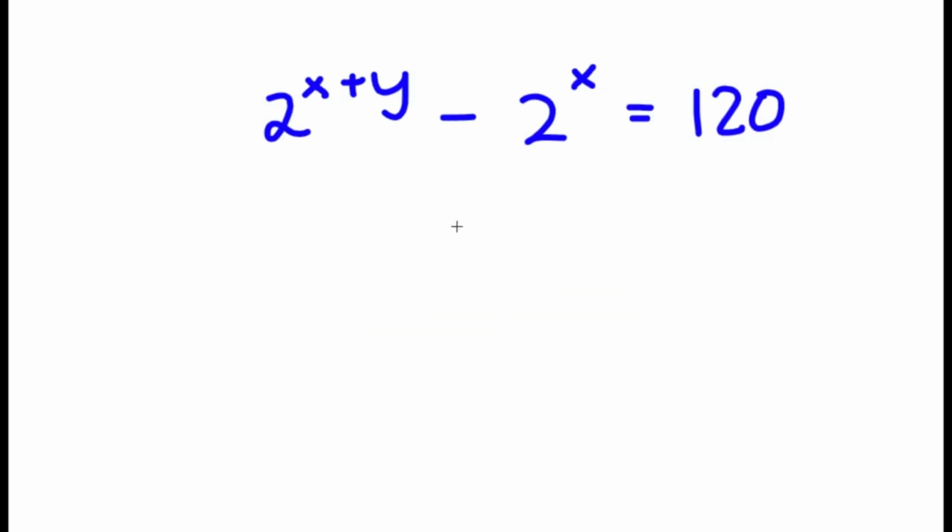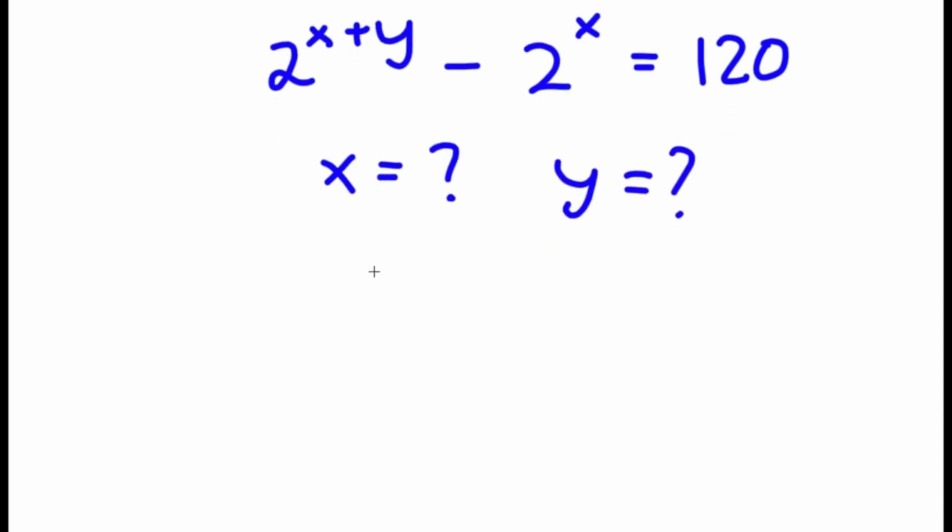Alright, so in this problem, I have 2 to the power of x plus y minus 2 to the power of x is equal to 120. So obviously, I want to find the values of both x and y for this.